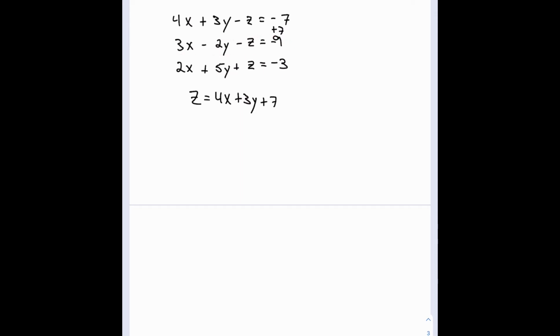Next, we want to take what we know z is and substitute it into a different one of our equations. I'm going to erase this so it looks a little cleaner. We want to solve for y in terms of x. So we'll take the second equation, 3x minus 2y minus what we know z is.